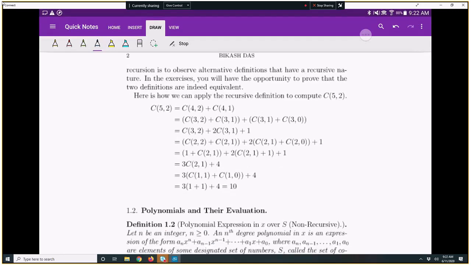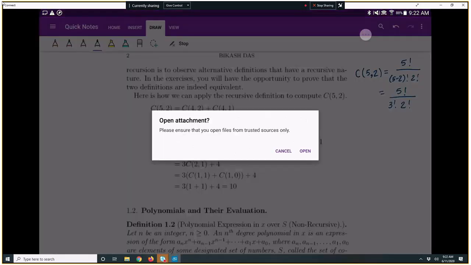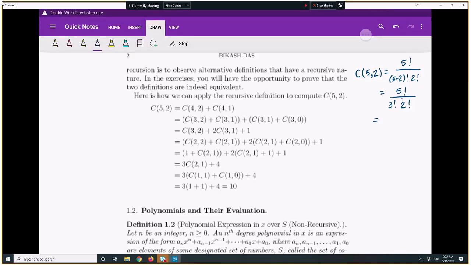So here's an example of applying this recursive definition. We have 5 choose 2, and we want to compute this value. And we know that we can compute this value using factorials. This can be 5 factorial divided by 5 minus 2 factorial times 2 factorial, which is 5 factorial over 3 factorial times 2 factorial, and that's 5 times 4 divided by 2, which is 10. So this is a very nice computational formula that we can use.